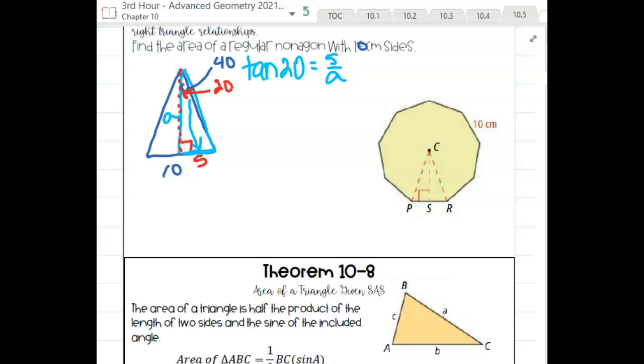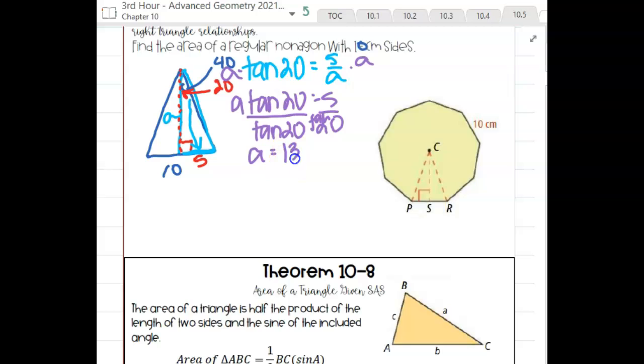Remember whenever we did this last chapter in chapter 8? If you have the variable in the denominator, you can't do anything until you get the variable out of the denominator. So we need to multiply both sides by A. So we have A tangent of 20 equals 5, and this is A times the tangent of 20. To get rid of the tangent of 20, we divide both sides by the tangent of 20. So to solve for A, the adjacent side, the apothem, you would just take 5 divided by tangent of 20. You could just plug that in your calculator, and you should get about 13.7.